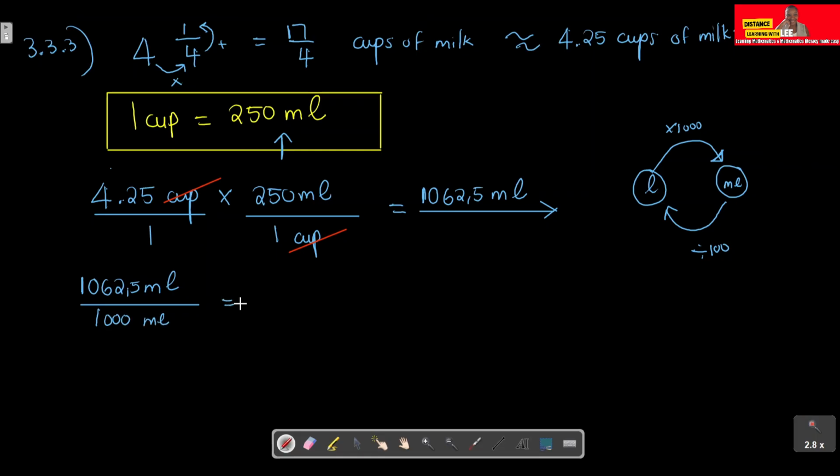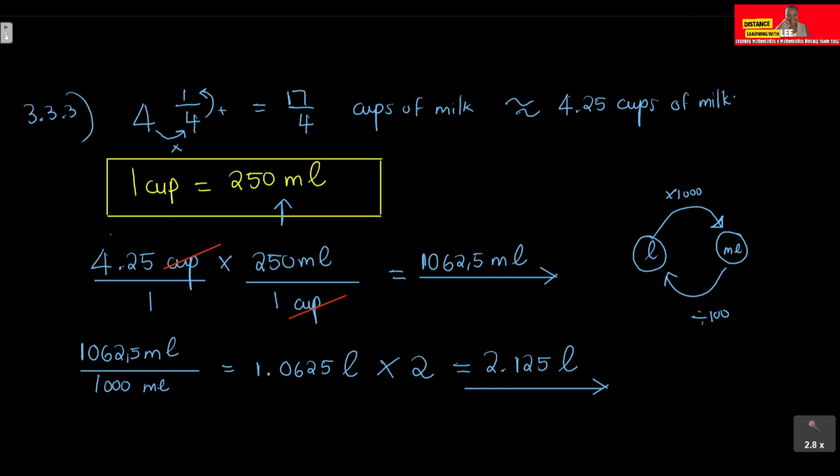If you do that, guys, you'll get 1.0625 liters. That is how much milk you'll need to make 1 milk tart, but we want how many liters you'll need for 2 milk tarts. So with this answer, you just need to multiply by 2. That tells us that you will need 2.125 liters of milk to make 2 milk tarts.